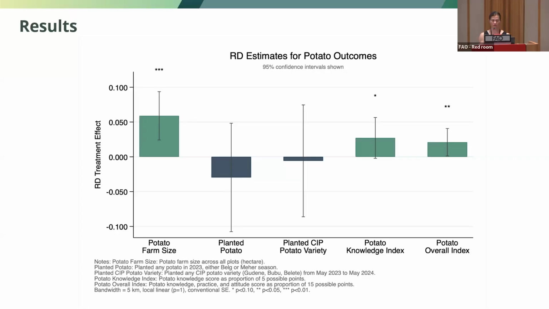We do see some impact on the potato knowledge and the overall index that we constructed. This could be due to a number of reasons. As I mentioned, the people already grew it. It's also harder to track a colorless potato. When the potato's bright orange, it's pretty easy to remember and report back on it.